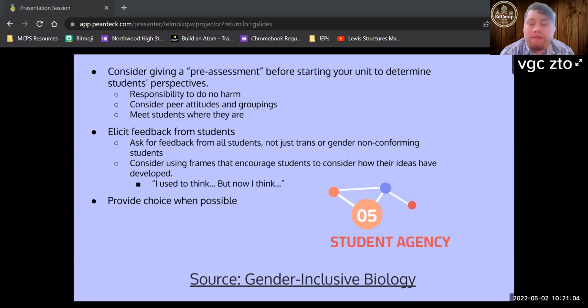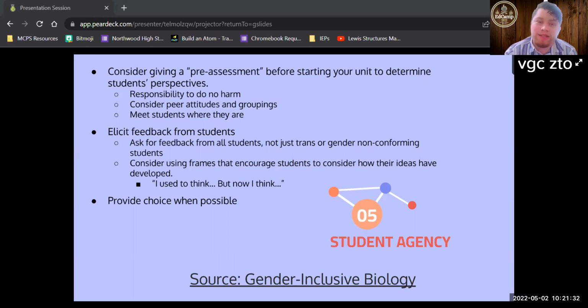It's also helpful to get feedback from students. Do these things make sense for you? Do you feel a sense of connection to the content that we're doing? Did I mess anything up? Do you think there's things that I left out? These can be great questions to ask our students. It's important that we're asking for that feedback from all of our students and not just our transgender or our gender nonconforming students, so that we can avoid singling them out or asking them to do something that other students are not shouldering the burden of.